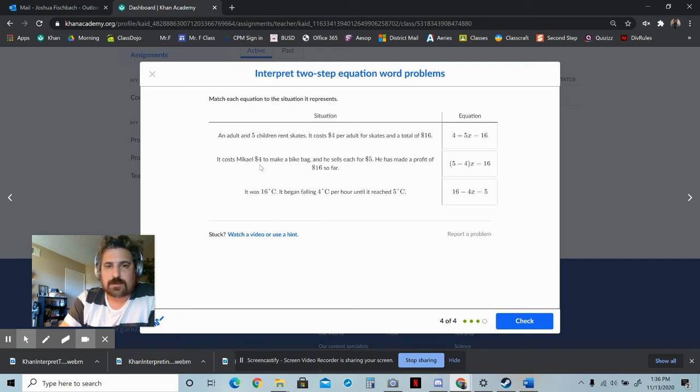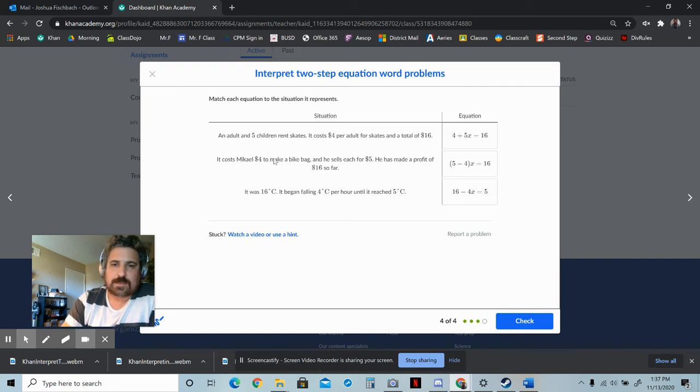It costs Michael $4 to make a big bag, and he sells each of them for $5. He has made a profit of $16 so far. Well, what's his profit going to be? 5 minus 4, right? Or 1. And when you are talking about 16, it means he must have sold 16 of these bags, right?